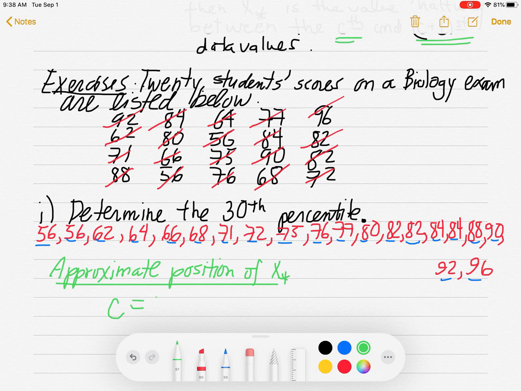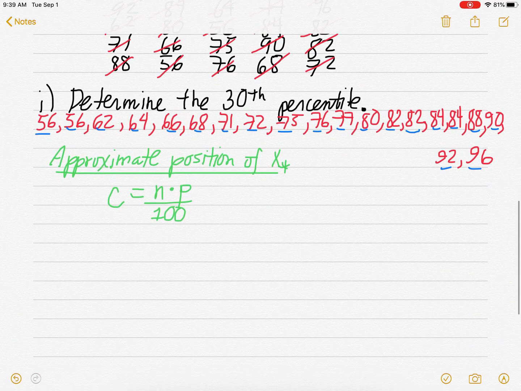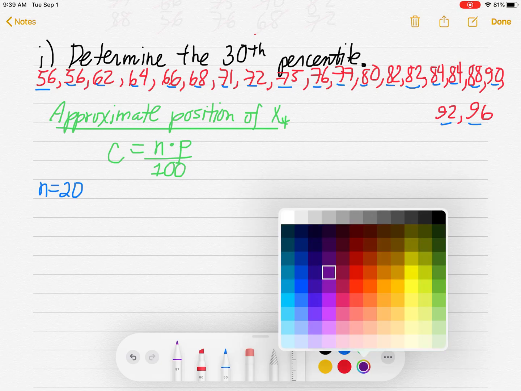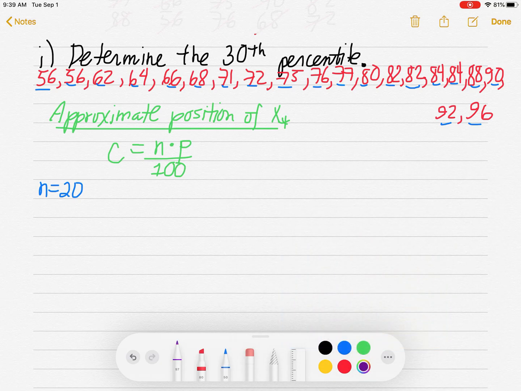So the formula is, remember, C equals n times P over 100. Now remember what n is. N is your total number of data values, right? So n is going to be 20. And P is your percentile that you're after. So we're after the 30th percentile, right? So we write 30.